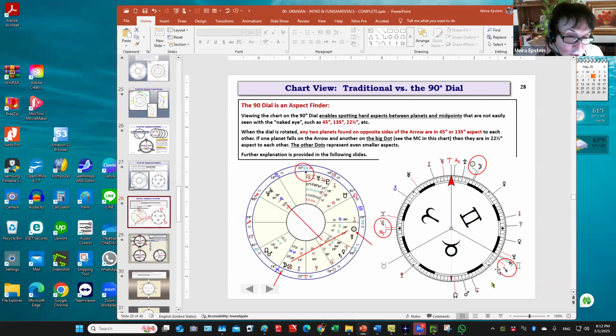Even what looks like a conjunction on the dial, don't call it a conjunction, because it might be a square or an opposition because they're the same modality. But once we do things on the dial, we don't really care. They're together, they make an aspect.